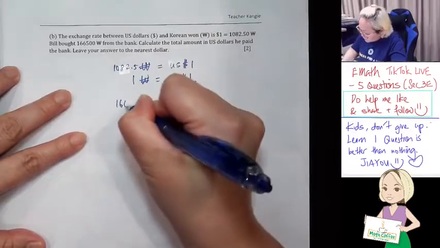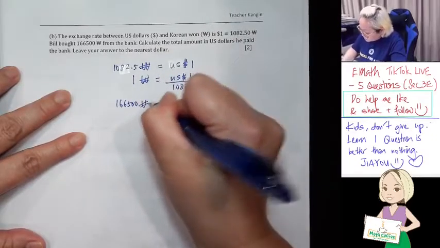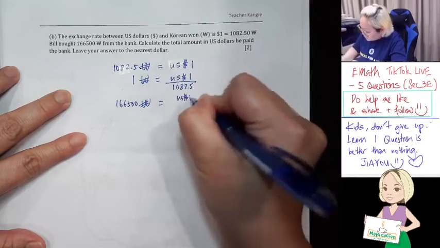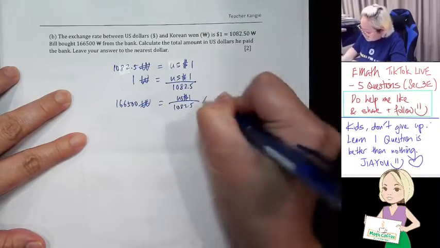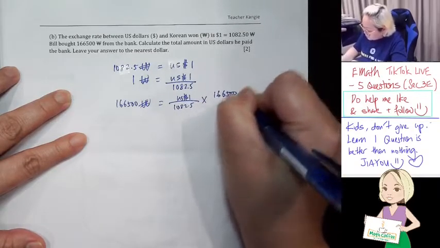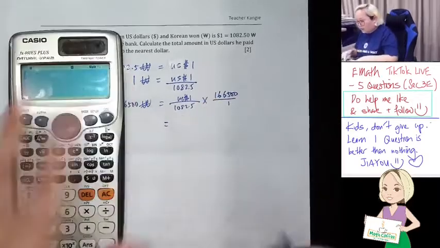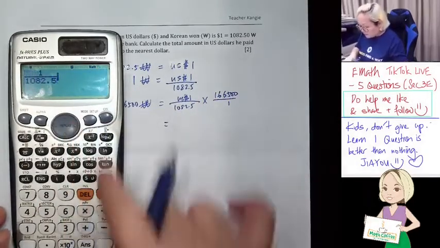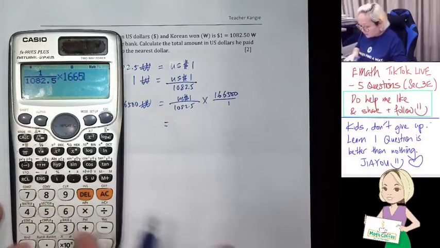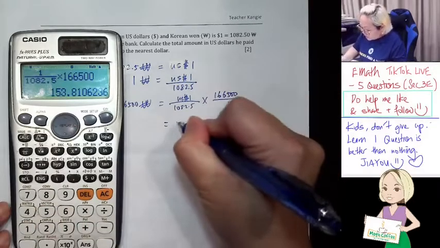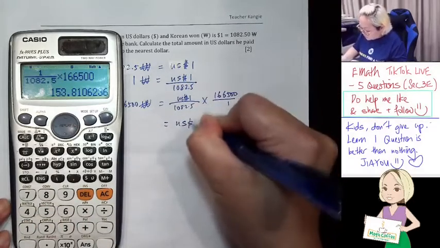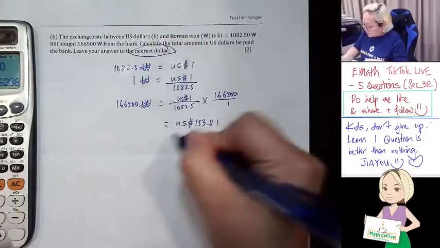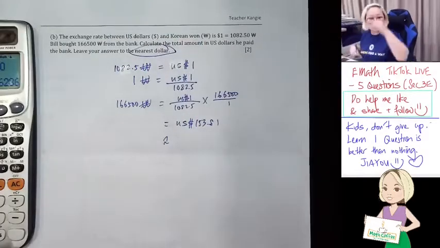Then after that, find 166500. Never mind, you all know what it is already. Times 166500. So press the calculator: 1 over 1082.5 multiply by 166500, and we will get US dollar 153.81. They say nearest dollar, so round it off to how much?